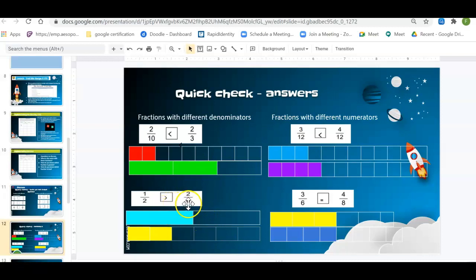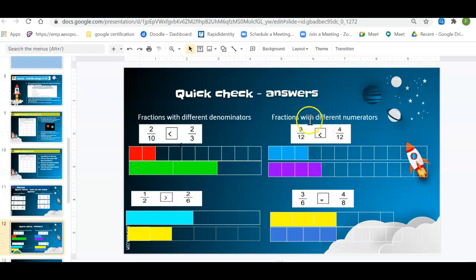1/2 is greater than 2/6. So let's take a look at 1/2. So this one's divided into 2 equal parts, one of them being shaded in. This represents 1/2, and at the bottom in yellow, 6 equal parts. 2 of them are shaded in, so that represents 2/6. And let's go up here at the top. 3/12 is less than 4/12. So these have the same denominator.